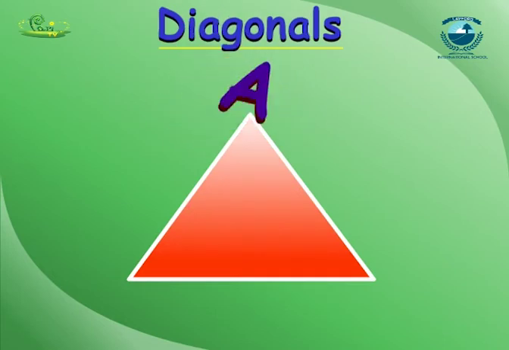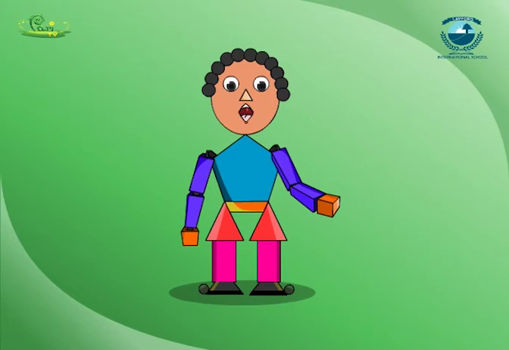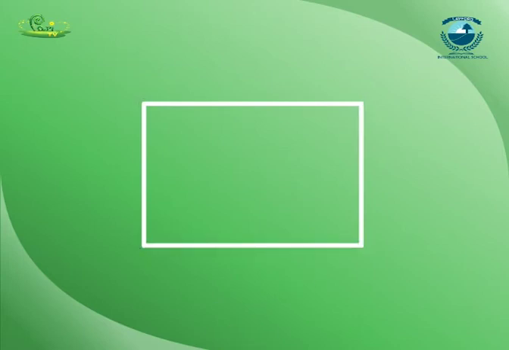Can you think of a diagonal of a triangle? No? Yes, you are correct. There are no diagonals of a triangle. Why? It is so because in a triangle there are no opposite vertices. Okay now, you want to know what I mean by side? Now, we will learn about the different parts of the polygons like sides, vertices and diagonals.